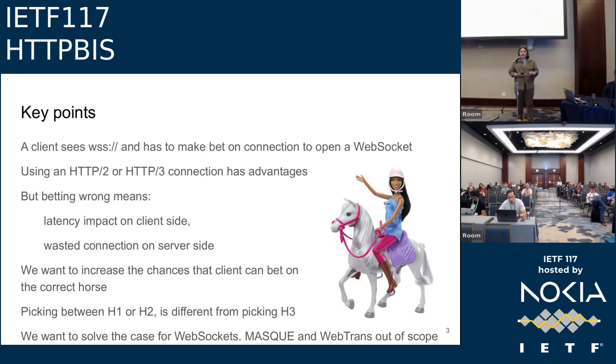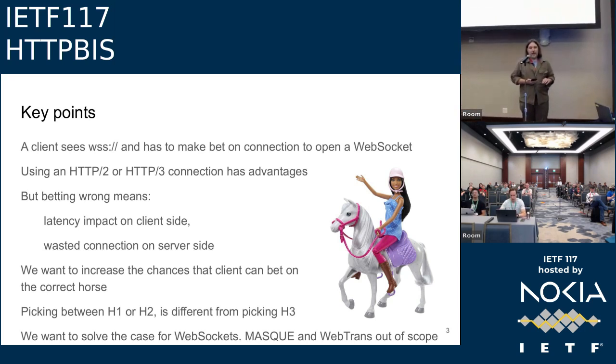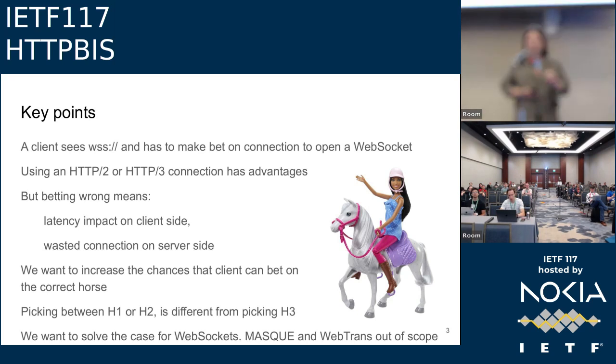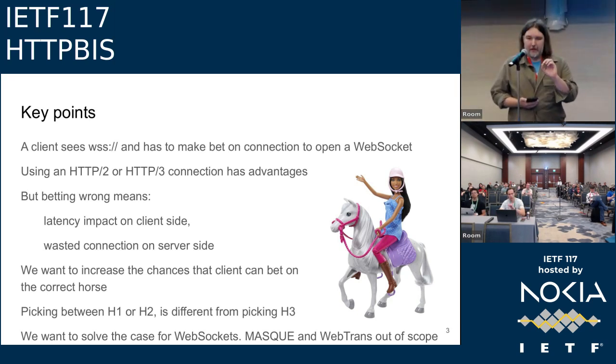I'm stealing Robin Marx's Barbie Thunder here: effectively these are the ones that I think were the most key. When a client sees a WSS URL, it has to make a bet on a connection to use to open the WebSocket to it. And this isn't a WebSocket that takes over the whole connection. This is a WebSocket, effectively a stream for the WebSocket resource. And that could fail. And if it fails, it can fall back and do something different.